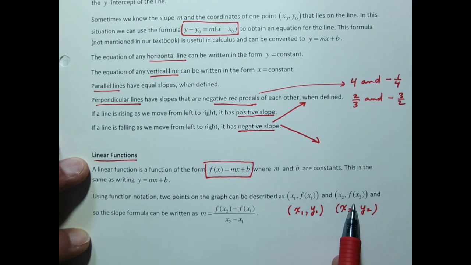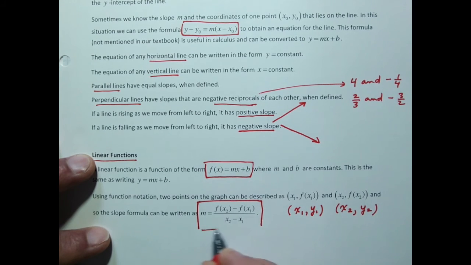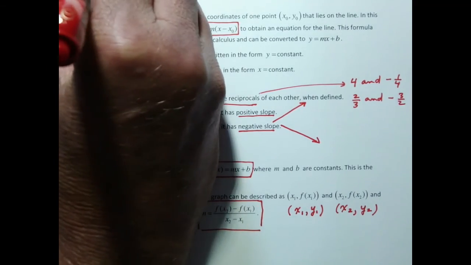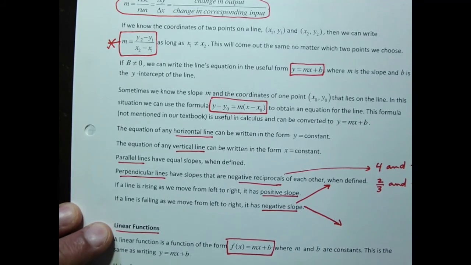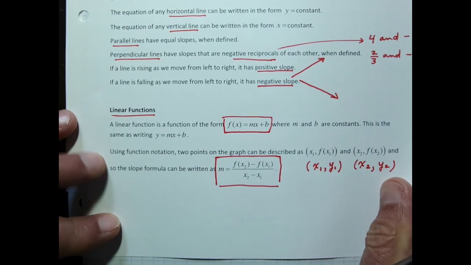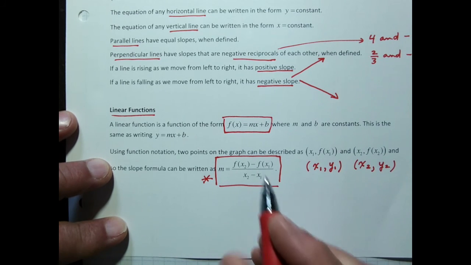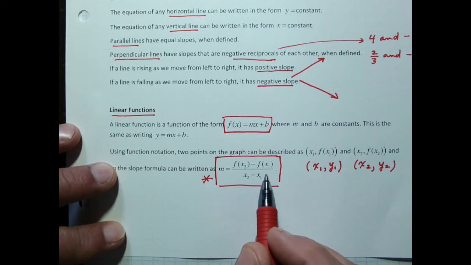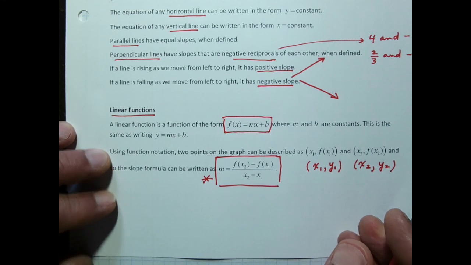Now when we use function notation in this way to represent the y-coordinates, the slope formula takes this form. So think about this for a moment. Instead of writing y2 minus y1, like we did up above there, which is maybe the form you're familiar with, since we're using f of x1 and f of x2 for the y-coordinates, we can write that exact same formula as f of x2 minus f of x1 over x2 minus x1.